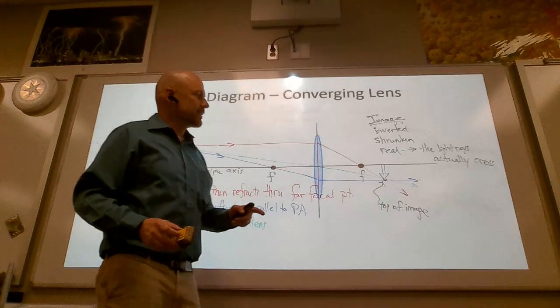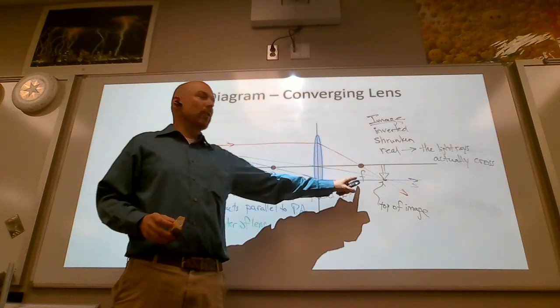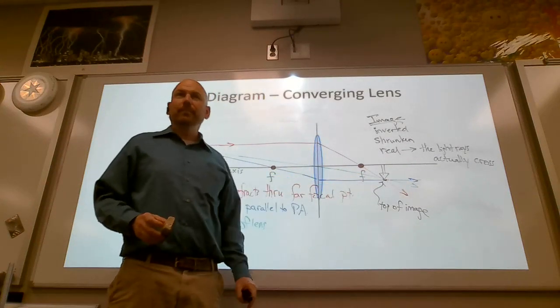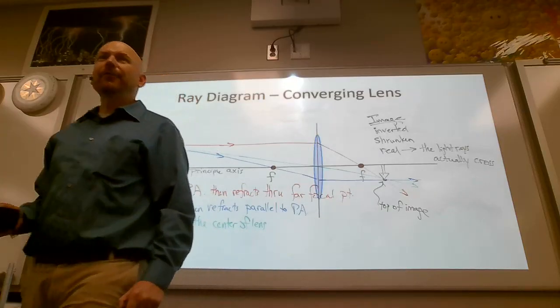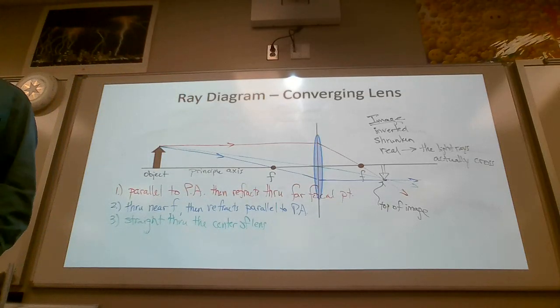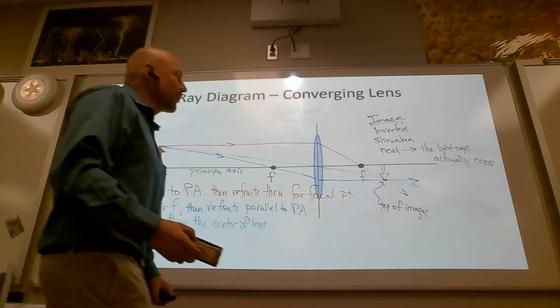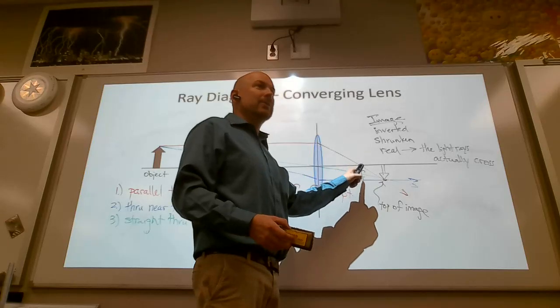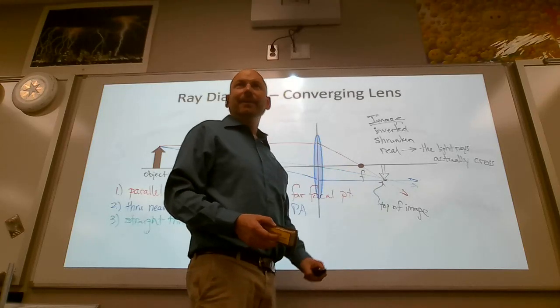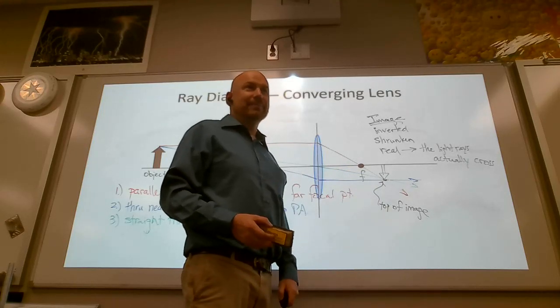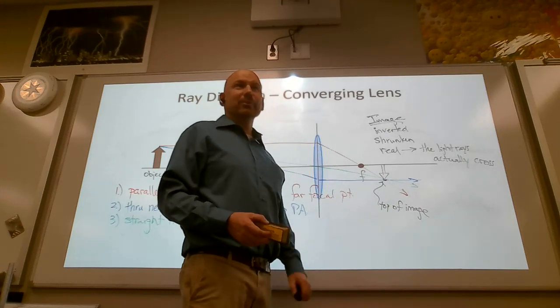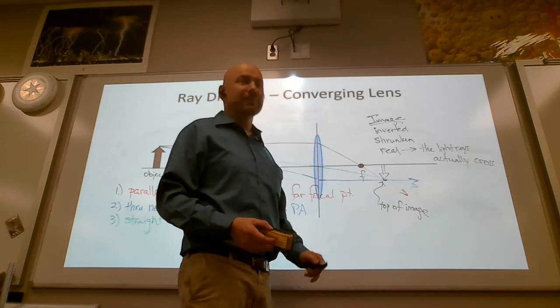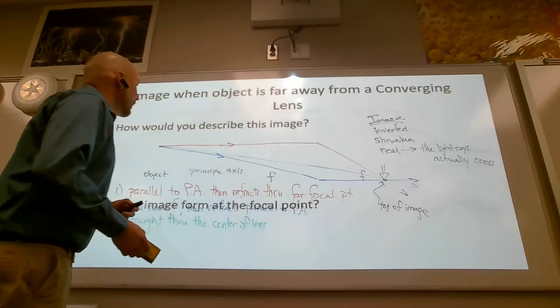Here's a popular misconception. Did the image form at the focal point? Did the image form at the focal point? No, it did not. The only time you can get an image at the focal point is if you take the image of the sun when you're trying to burn stuff. It was super far away, crazy far away. Okay, all right.